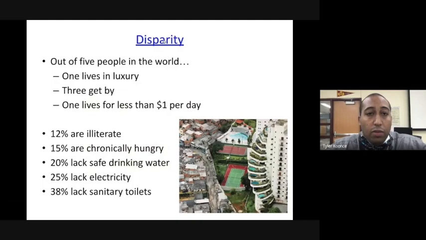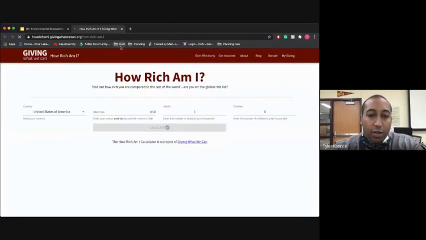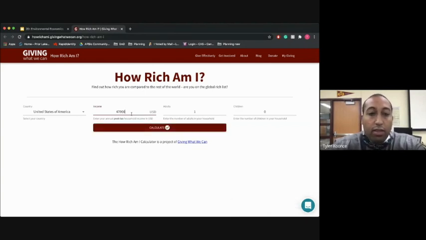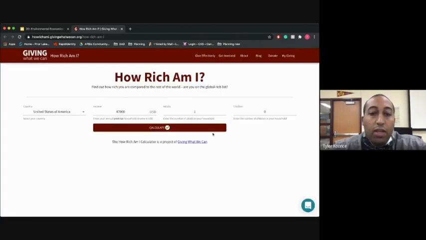Let me see if I can get this to work pretty seamlessly. I just want to show you this little tool called How Rich Am I? We'll use income. I'll put in roughly what my salary is. I know, I make the big bucks. I'm not going to include my wife or my child, so this is just me, as if I was a single guy. Let's calculate to see how rich I am.